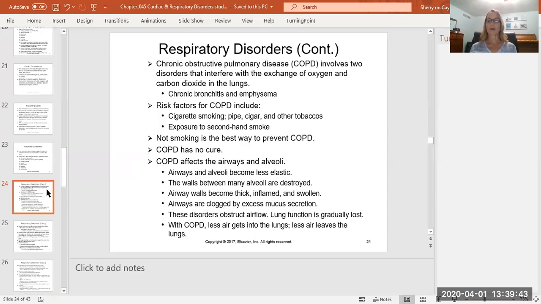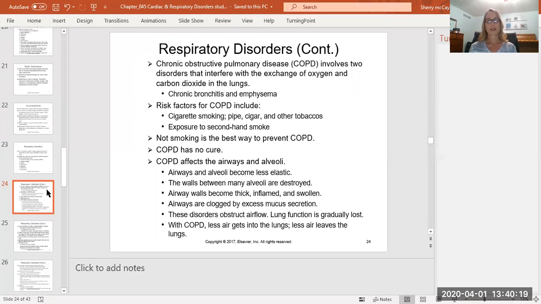Risk factors for COPD include cigarette smoking, which is the most common cause. Okay, so cigarette smoking is the most common cause. Pipe, cigar, and other tobacco, so all of those are common causes. Or exposure to secondhand smoke. Okay, so if you live with somebody that smokes, you're smoking. If a child is living in a home where somebody smokes, they're smoking. Not smoking is the best way to prevent COPD.